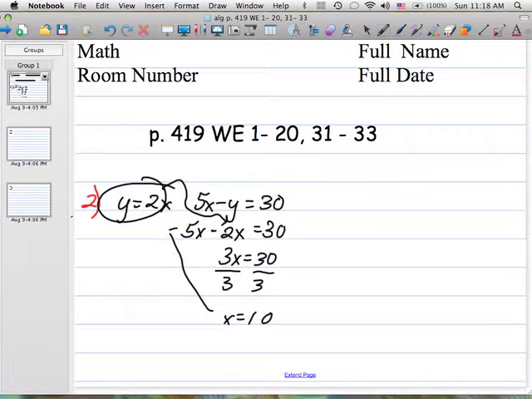And then we plug it back in here, substitute it back in. 2 times 10 for x, and y is 20. So the ordered pair, be sure you write your answers as an ordered pair, is x, y.